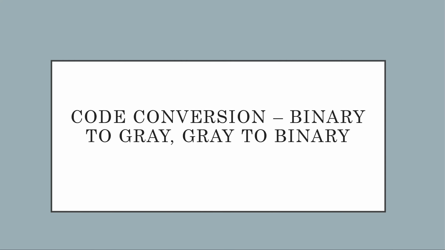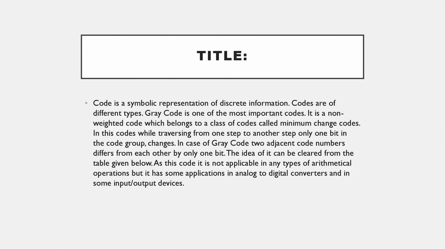Title: Code is a symbolic representation of discrete information. Codes are of different types. Gray code is one of the most important codes.